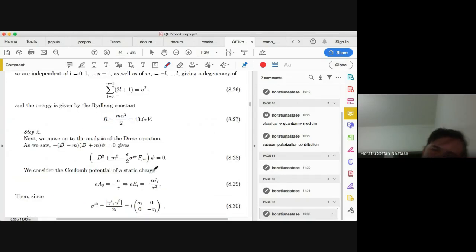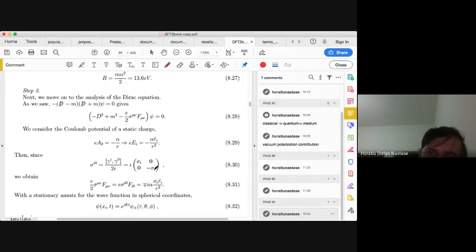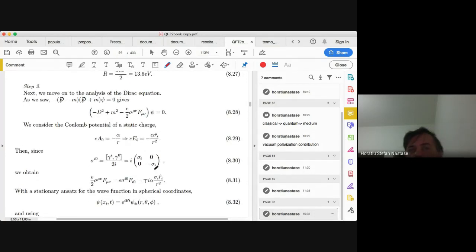All right, so this was a reminder of the quantum mechanics calculation. But then the second step is to consider the Dirac equation. So the electron is a fermion, and as we've seen, it obeys the Dirac equation, covariant D slash plus m psi equal to 0.